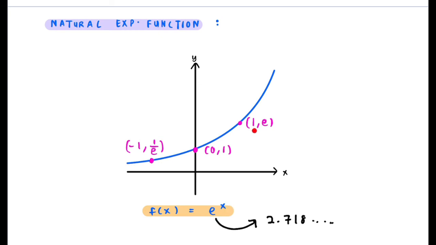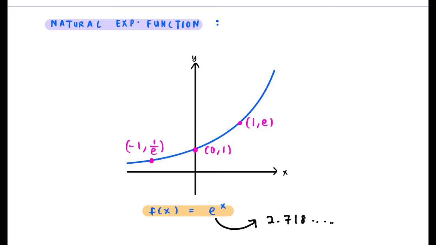And the point here, at first just now you had (1, a), so your a here will be the exponential e, so your point here will be (1, e), where e is 2.718 something. And then the point here will be (-1, 1 over e). So you just write it as e when you have the natural exponential function graph. The shape of the graph is still increasing, same like the first type just now.